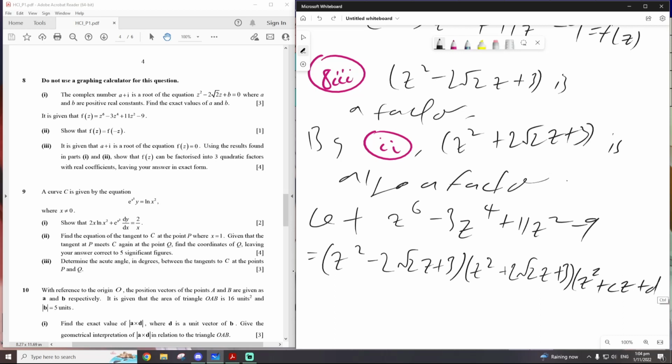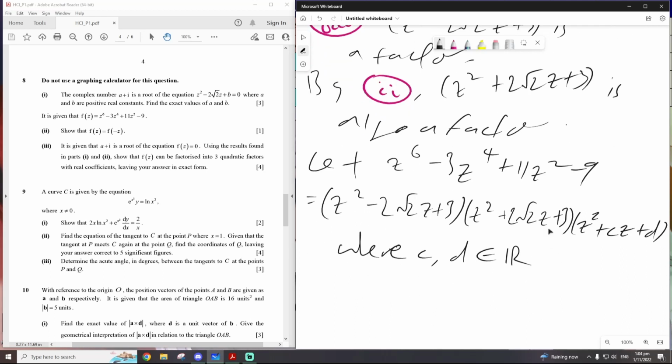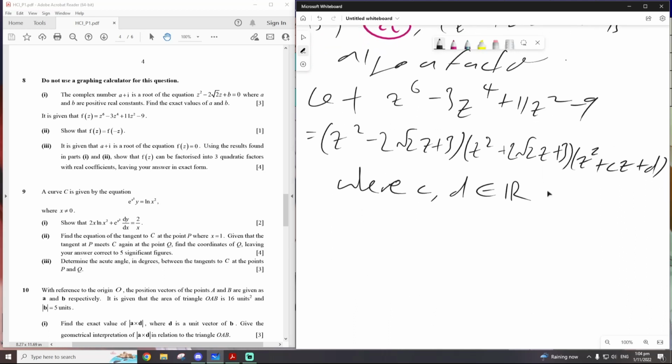And we are given that the coefficients of the factors are all real, so where c and d are real numbers. Okay. So one immediately finds that d is negative 1. We compare the coefficients of z to find c. That might be one of the easier ones.